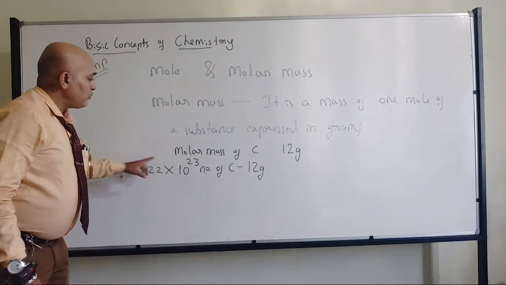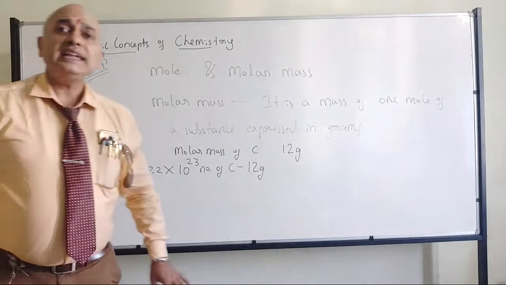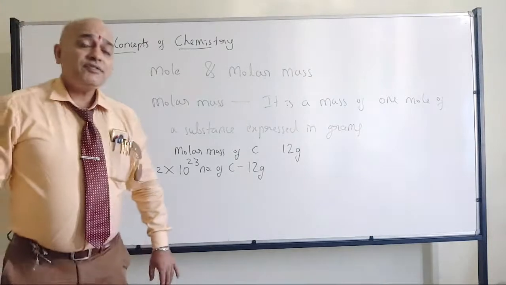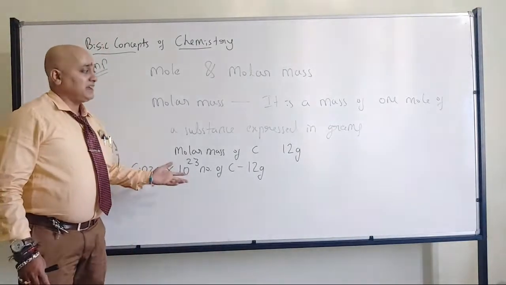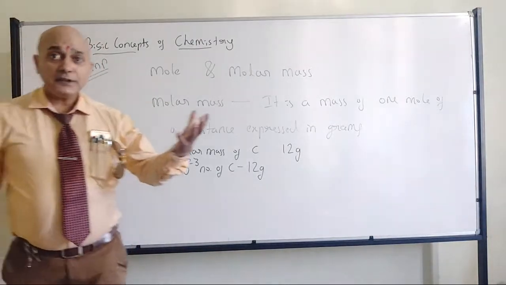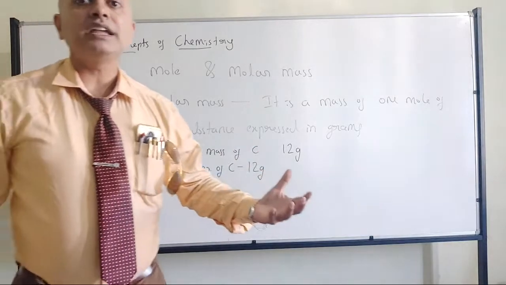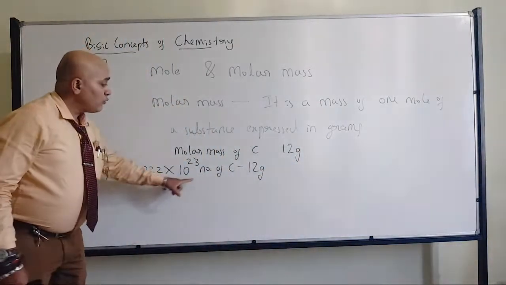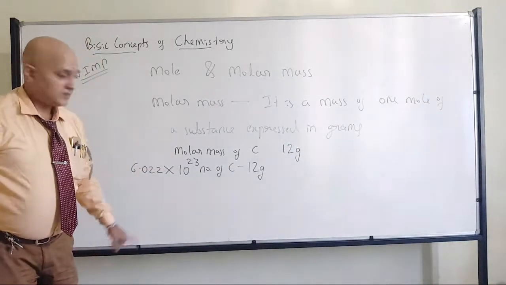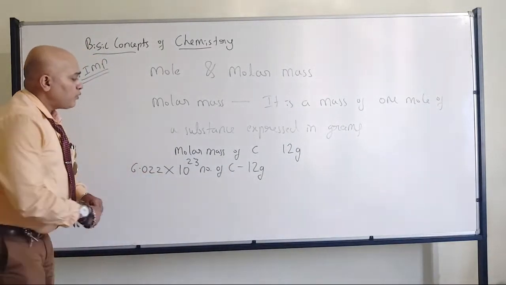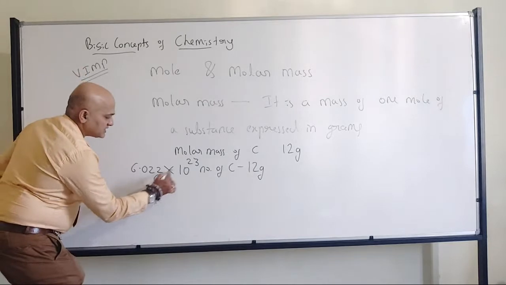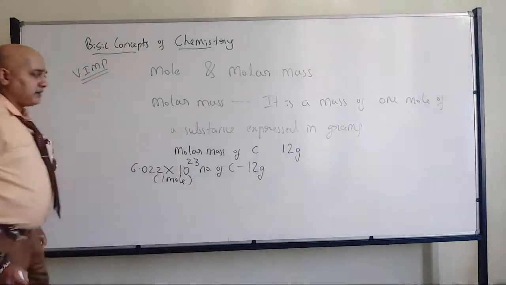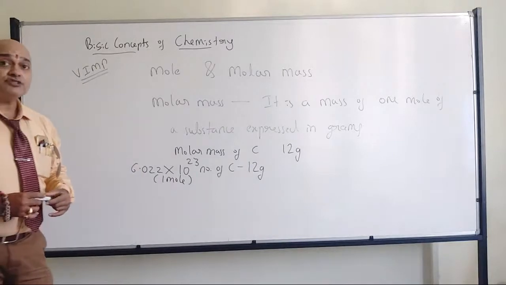That means 1 mole of any element. Right? So now it's a number. If I take 1 mole of any element, and I see the mass of that element, that will give the molar mass. In this case, I have taken 1 mole of carbon. This number corresponds to 1 mole of carbon. That will weigh just 12 grams.